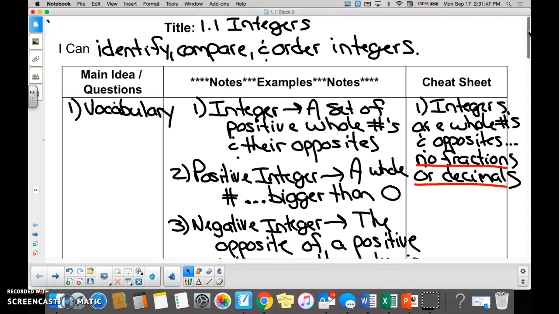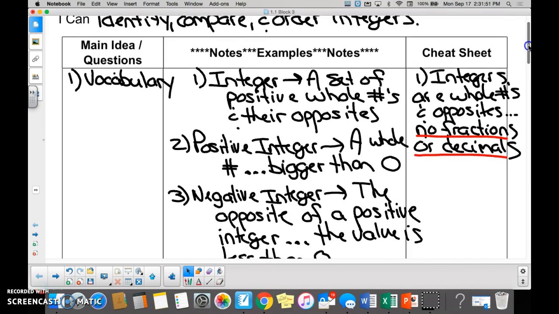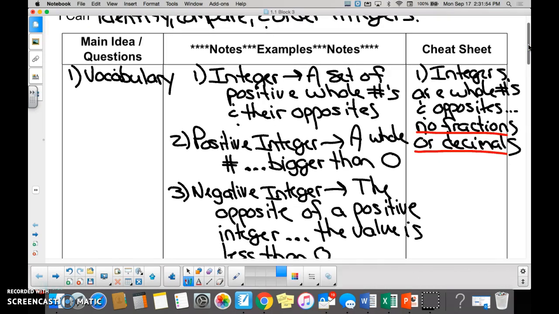All right, so you guys, in our notes for today, here's what we did. We talked about 3 vocab words, but I think the most important word is integer. An integer would be a set of whole numbers and what? Opposites. Thank you, good job. So if I gave you the number 3, that is an integer, yes or no? Yes.